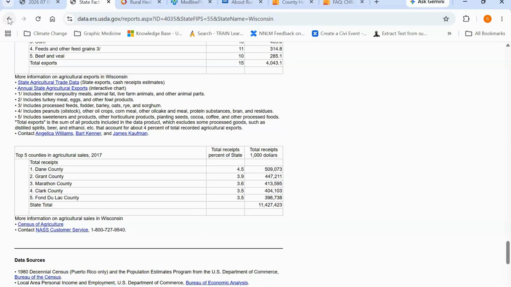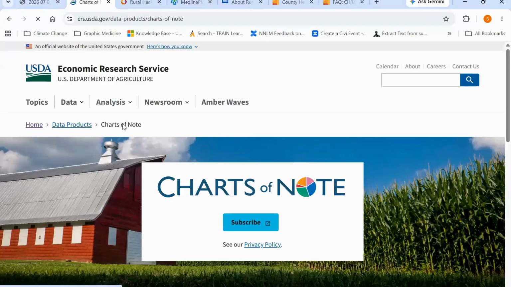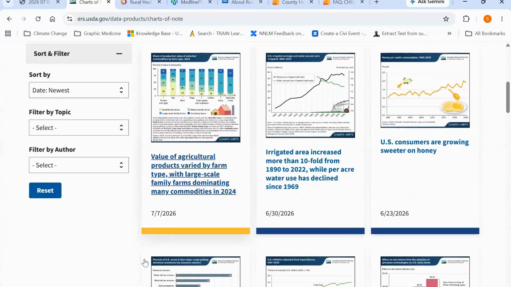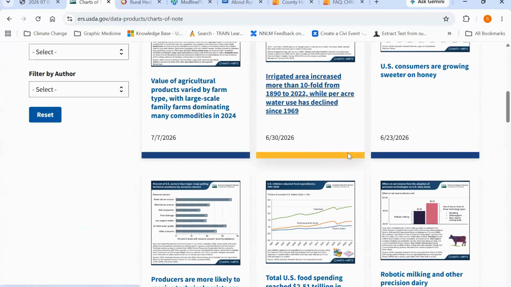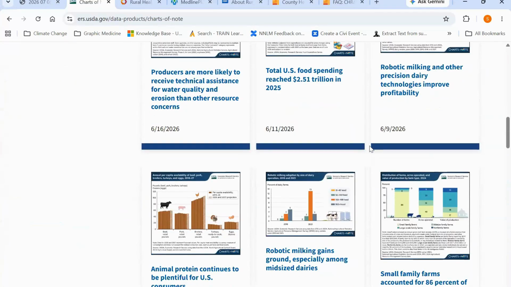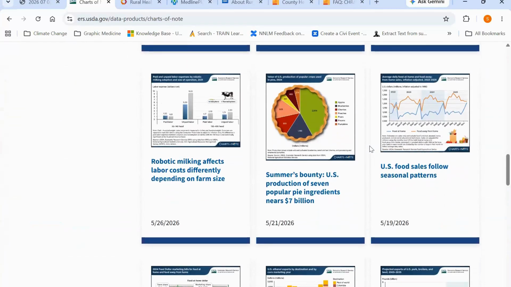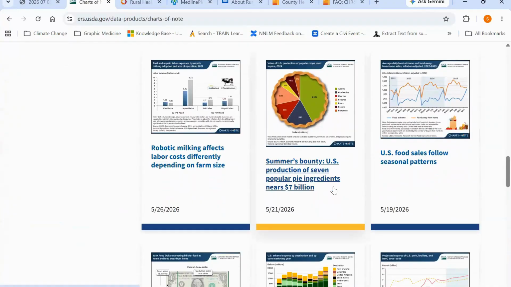And so if we wanted, I'm going to jump out of that though, because the thing that I really want is to show the charts of note. So the charts of note have just a long list of all of the research and data that they are pulling together and putting out. And so that's a lot. US production of 7 popular pie ingredients, near $7 billion. Interesting, but not necessarily what we are talking about today.